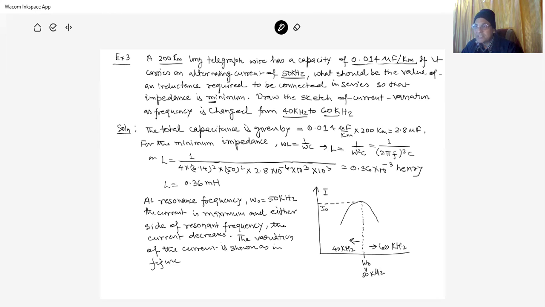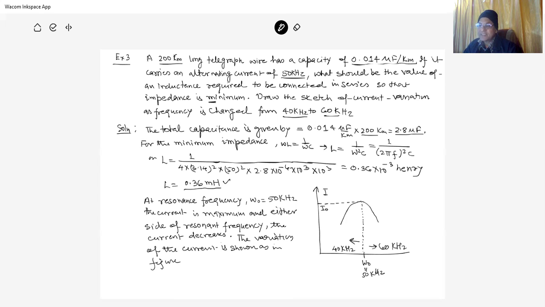The total capacitance is given by 200 kilometer, and each kilometer has this much. So 2.8 microfarad is the capacity of the wire. For minimum impedance, omega L is equal to 1 by omega C. So L is equal to 1 upon 4 pi squared F squared C, and this is 0.36 millihenry. So this is the minimum value of inductance that is required.